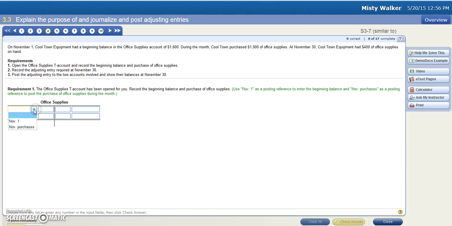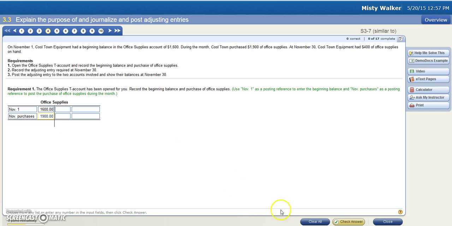$1,600. So I want November 1st. I've got an increase of $1,600, or at least I have $1,600 in office supplies. An increase to an asset is a debit, right? During the month, I purchased $1,900 more in office supplies. So I've got November purchases, increases supplies by $1,900. And then as of November 30th, I'm going to have $400 of office supplies on hand.